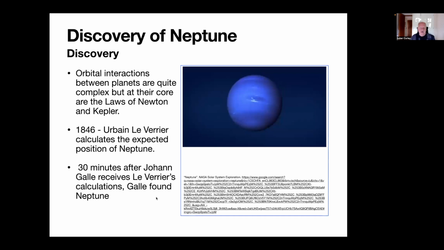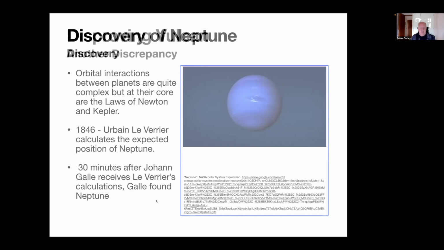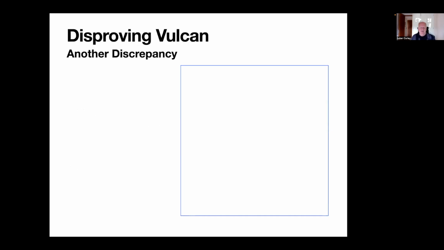Urbain Le Verrier then shipped off his calculations to Johann Galle, and it is said that about 30 minutes after Johann got these calculations, he found Neptune pretty much where Le Verrier had predicted. Then we have another discrepancy of a similar nature.